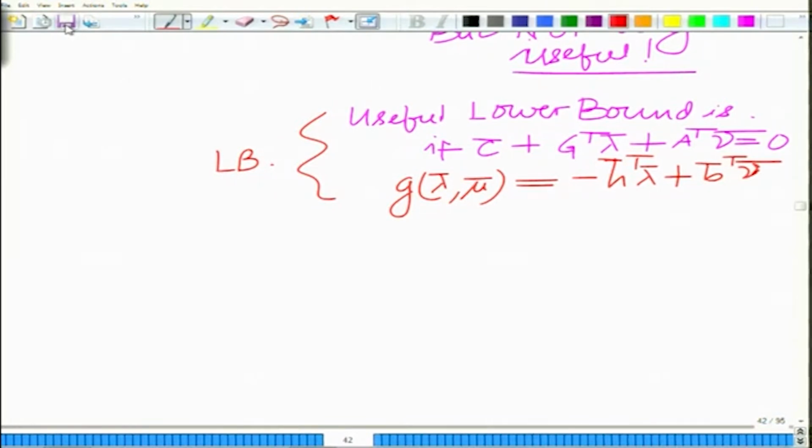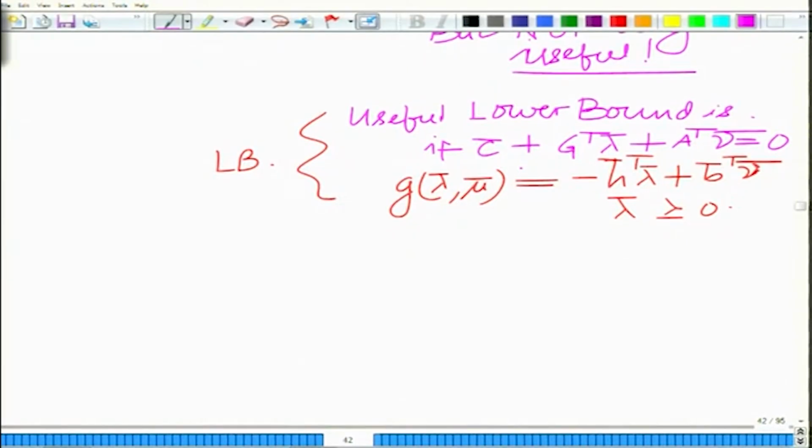This means that for any lambda bar, nu bar, and of course lambda bar has to be, remember that constraint is always there, lambda bar component-wise has to be greater than or equal to 0. All the Lagrange multipliers associated with the inequality constraints have to be greater than or equal to 0. So, for any such lambda bar, nu bar satisfying these constraints, G of lambda bar, nu bar is a lower bound for the original optimization. And therefore, what is the best lower bound? That is the dual problem.